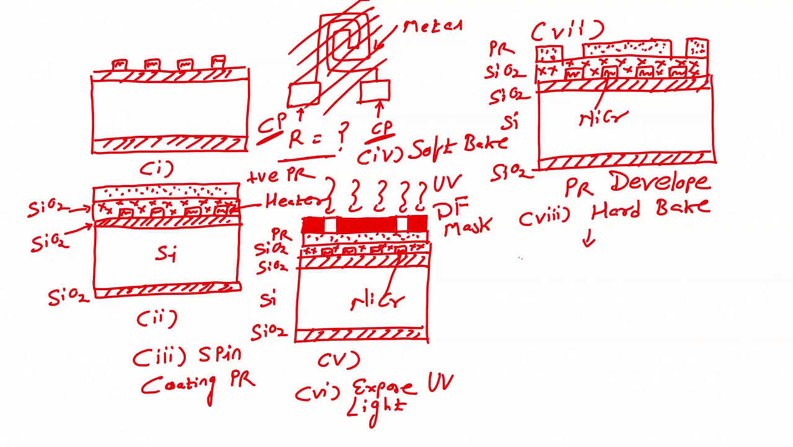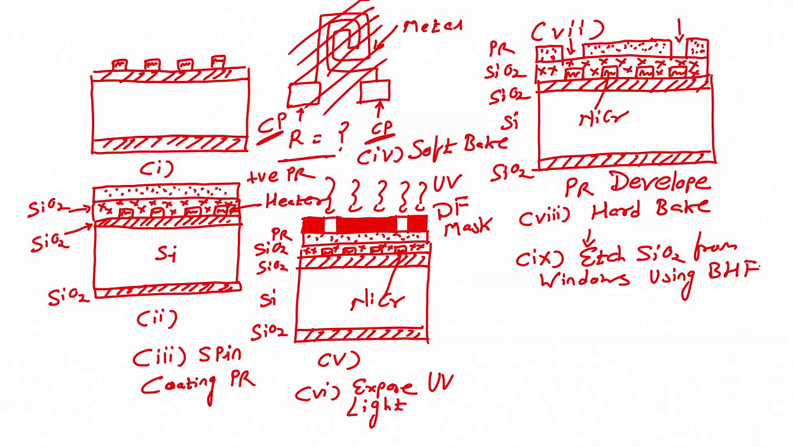Next step, step number 9, would be etch SiO2 from windows. This is the window, this one is the window. We are etching silicon dioxide from the windows using buffer hydrofluoric acid. So, we have to dip this wafer in BHF and you will see that the oxide is removed.